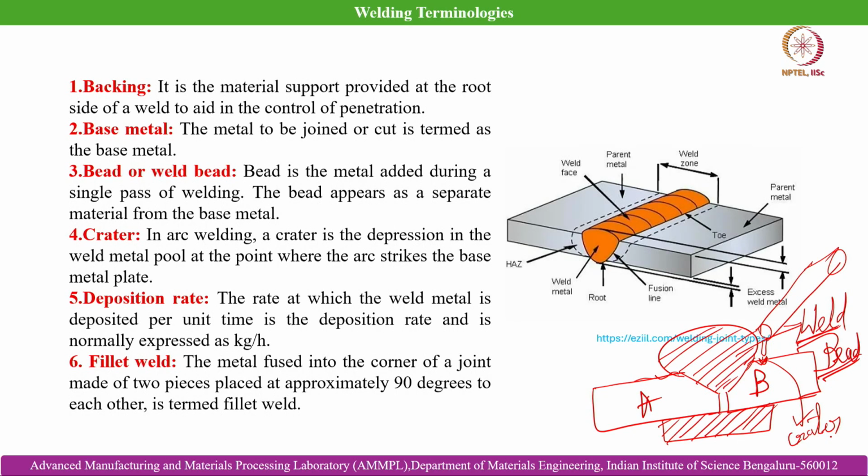Okay. And then deposition rate: it is the rate at which the weld metal is deposited per unit time, which is termed the deposition rate, and can often be expressed in kg per hour.